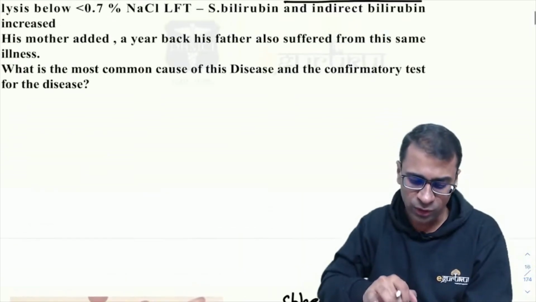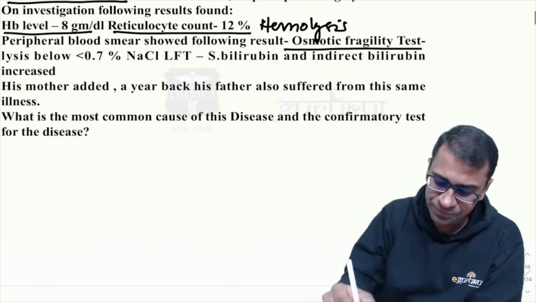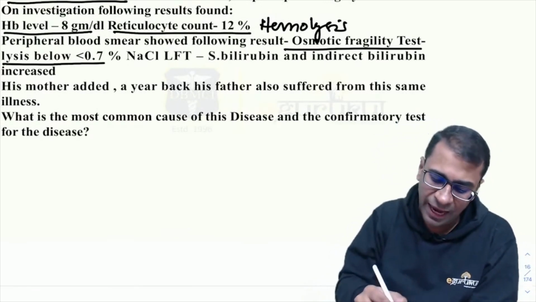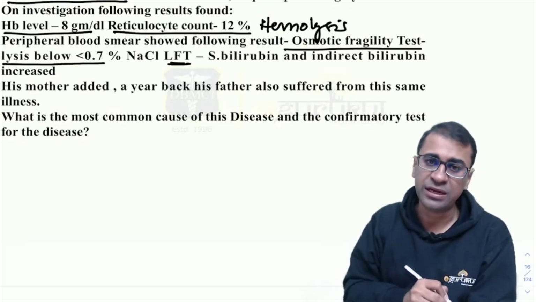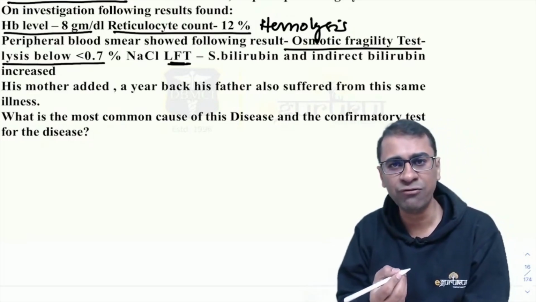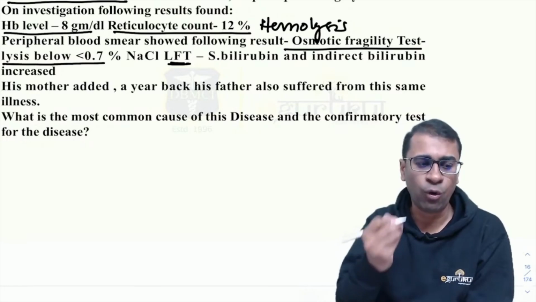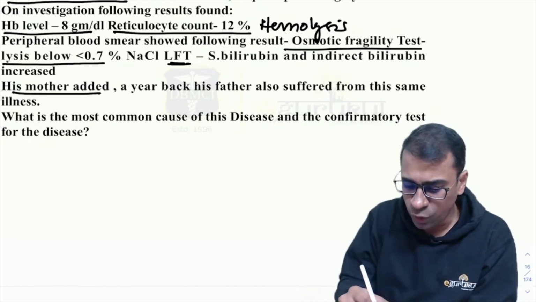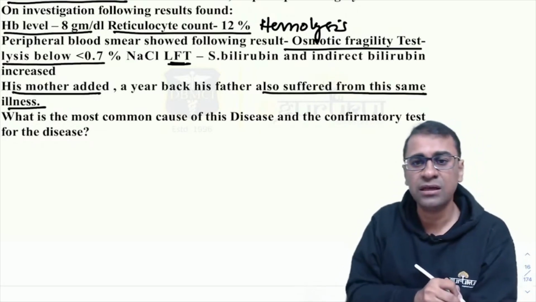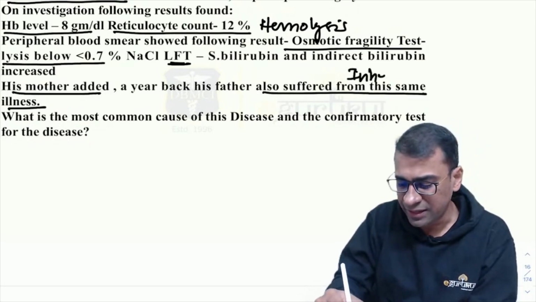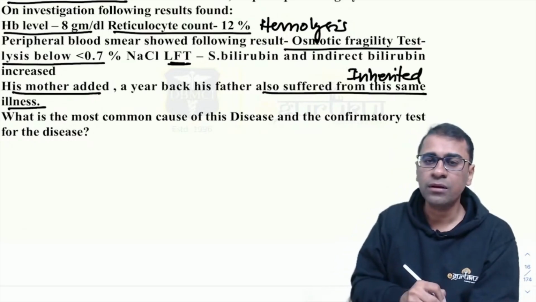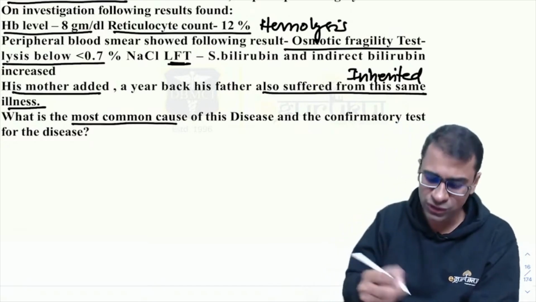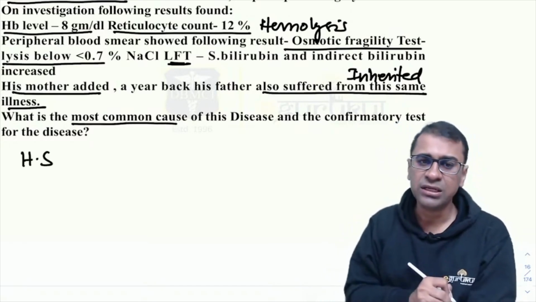Look at the question above. Now, this question is giving you that the OFT lysis was less than 0.7. We'll talk about this separately also. And the liver function test is showing an increase in bilirubin, which is obviously true in case of any hemolytic anemia. They always have jaundice. His mother added that a year back his father also suffered from the same illness. That means there is some inheritance, right? The most common cause of disease is, what is the question telling you? It's a case of hereditary spherocytosis.